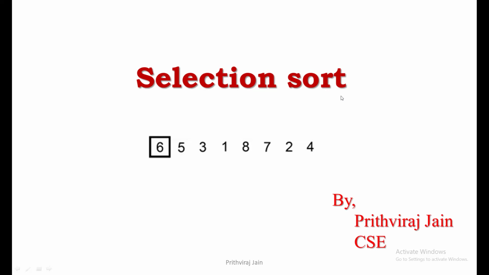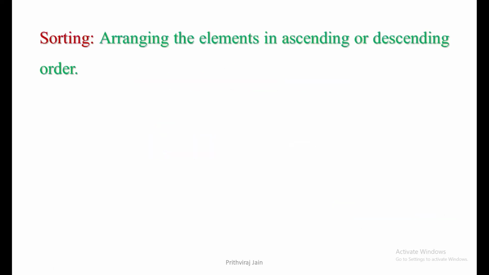Before doing this, let us first understand what it means by sorting. We know that sorting is nothing but arranging the elements in a particular order. So, as per the definition, you can say that sorting means arranging the elements in either ascending or descending order.